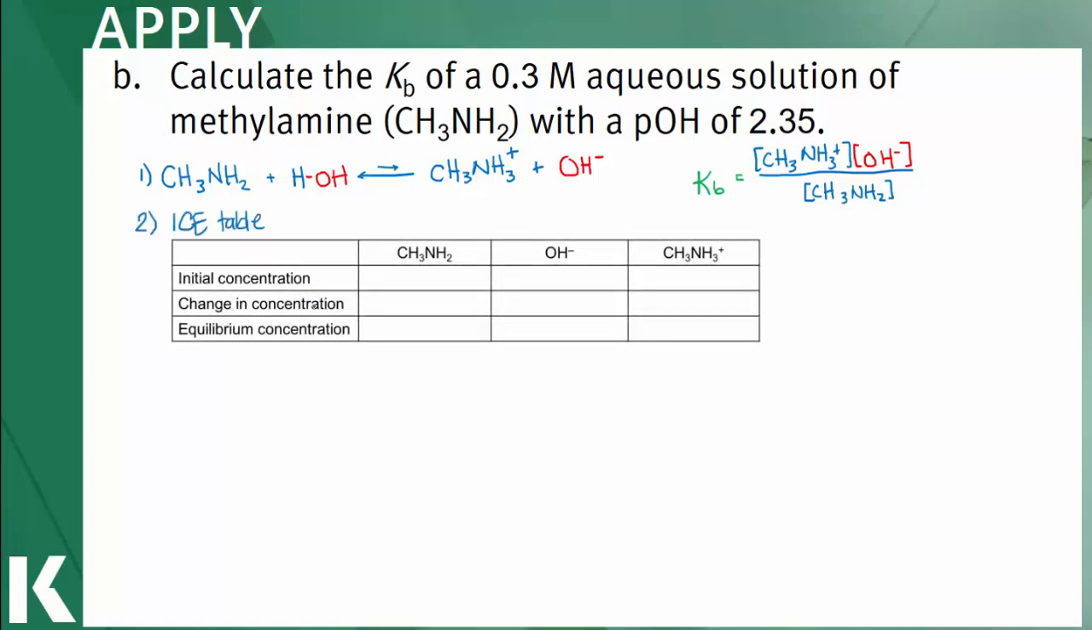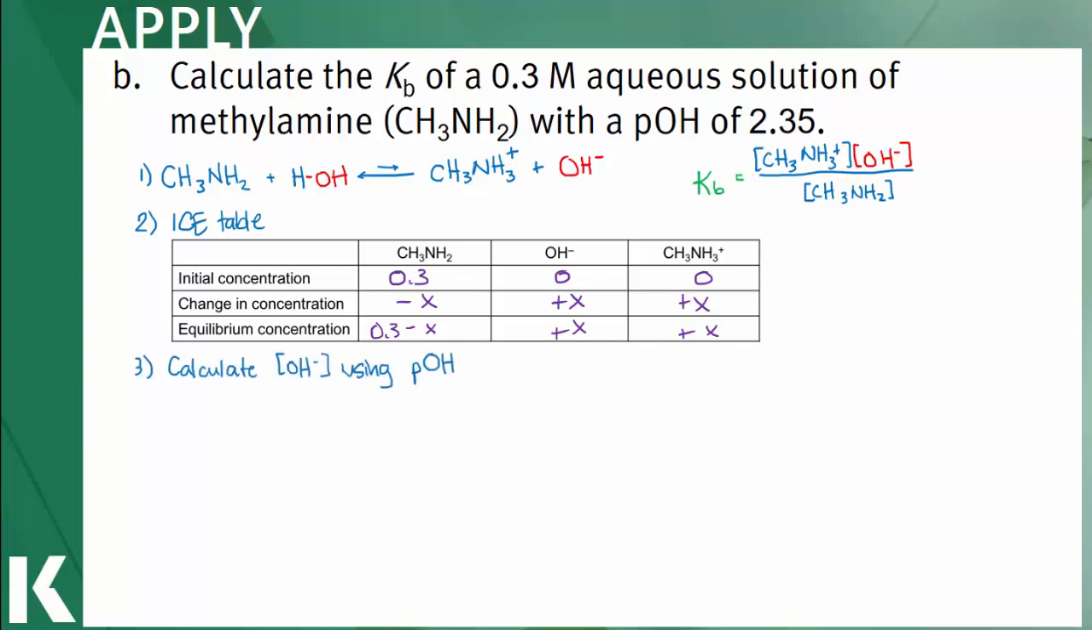Initial concentration for the methylamine is 0.3 molar. It's going to be 0 for the hydroxide and for the methylammonium. The change will be minus X for methylamine and plus X for hydroxide and for methylammonium. And the equilibrium concentration will be 0.3 minus X, and again plus X for the hydroxide and for the methylammonium.